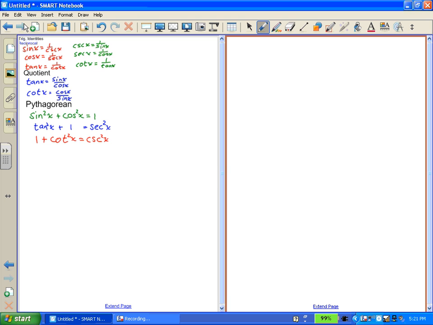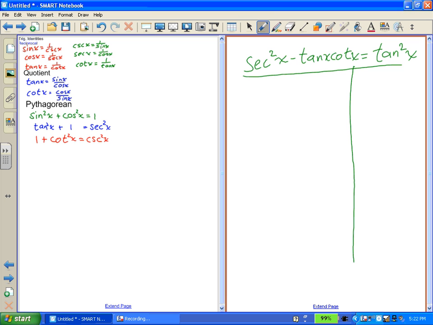So let's try and verify the following identity. Secant squared x minus tan x cotan x equals tan squared x. So I make a T diagram and I look at what's the most complicated side first and see if there are any basic trig identities that I can plug in.